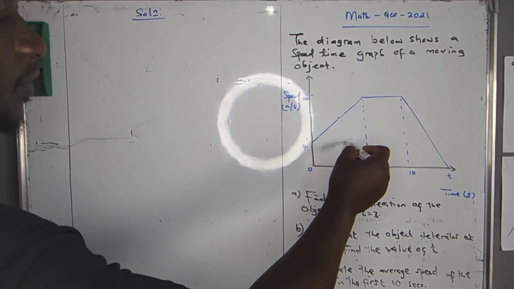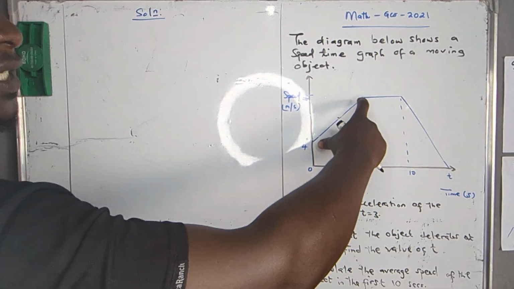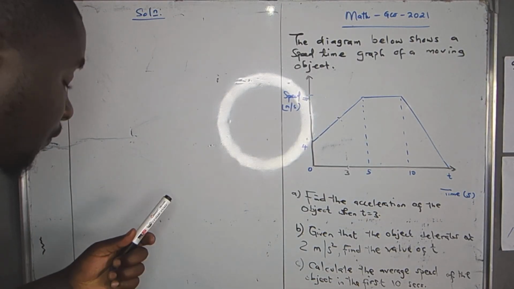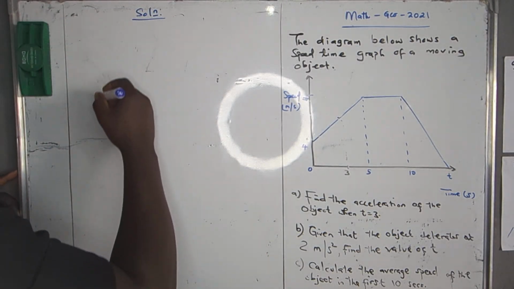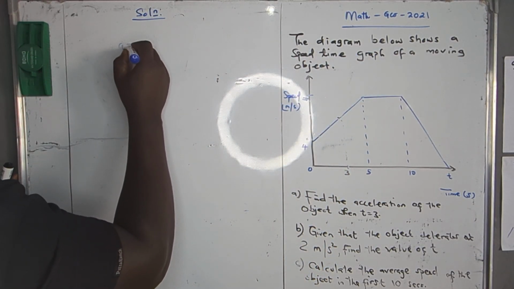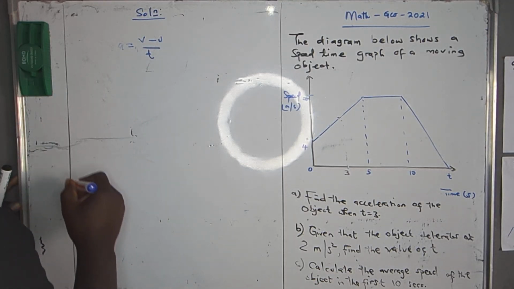So what we're going to do, since we don't have the value that corresponds to 3 seconds when it comes to velocity this side, we're just considering the entire distance that we have, the entire acceleration for that part. So that's something that you have to understand. You say acceleration here is just the same. So I'm going to say acceleration is velocity final minus initial velocity over time taken.